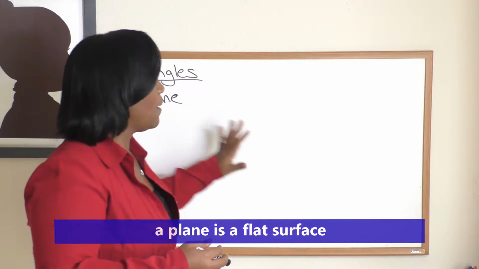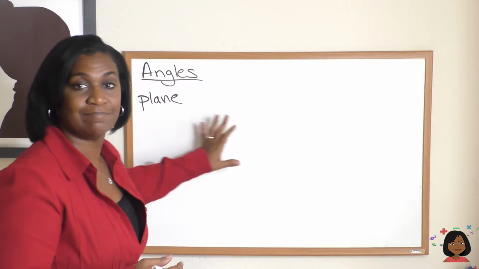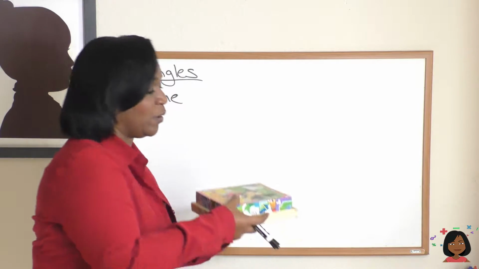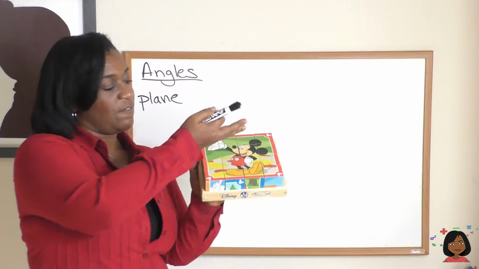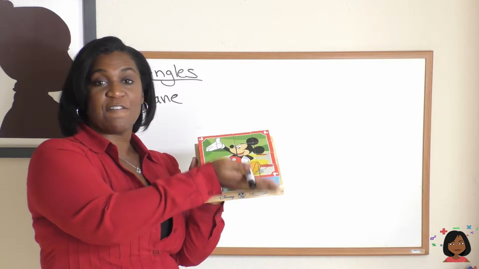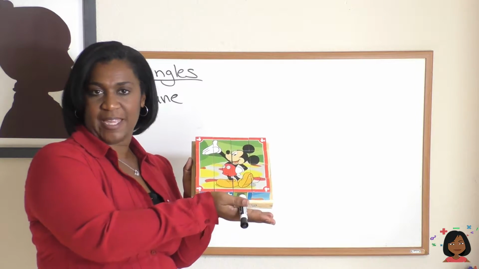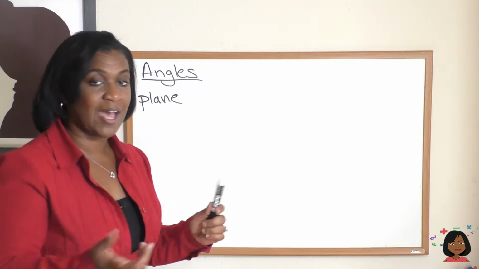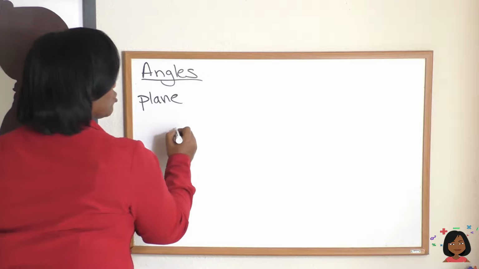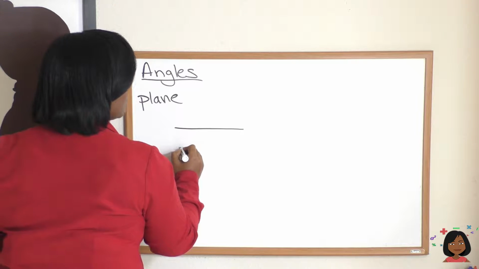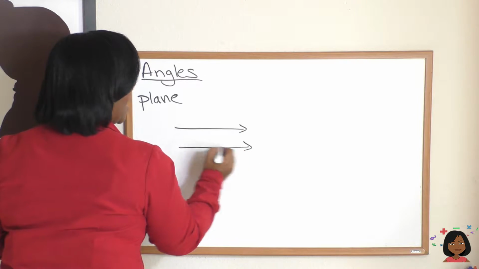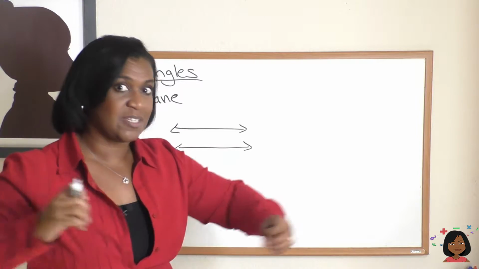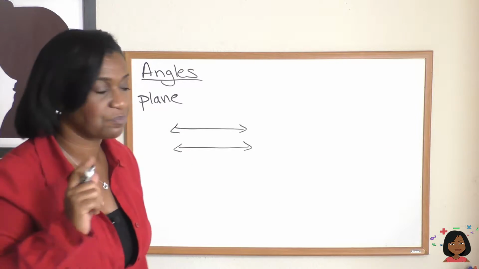So it could be my board is a plane, and my tabletop is a plane. Or you can see, the flat of my Mickey Mouse blocks is a plane. Now, on a plane, you can have lines. And let's draw two sets of lines for you here. Remember, lines have arrows on the ends because they go indefinitely in both directions.